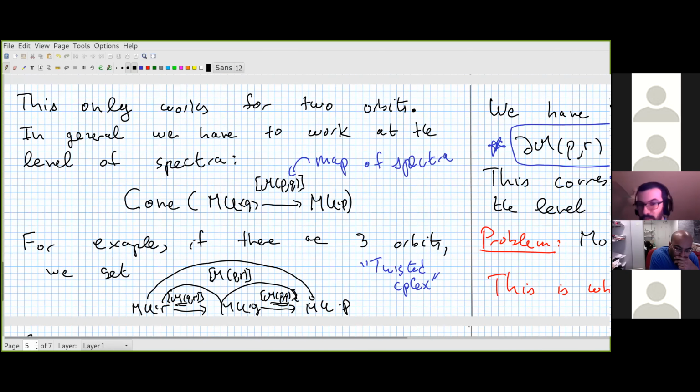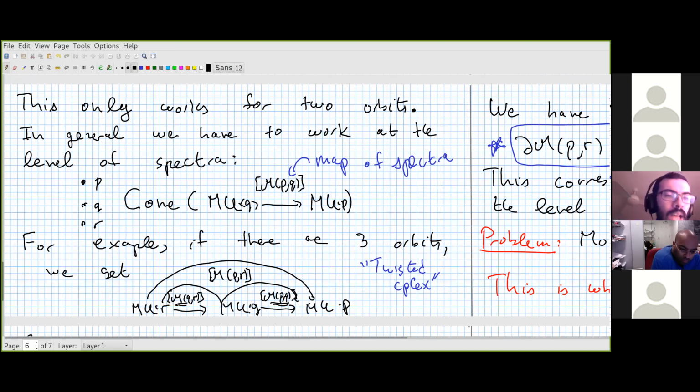Okay. So what we have to do in general is we have to work at the level of spectra. And I'm not going to say what spectra are, but really the right thing to do, and I think it's okay because I've been talking already for 45 minutes. What you should imagine is, just like when you do ordinary homological algebra, some constructions you cannot do at the level of homology. And instead, you have to work with chain complexes. This is exactly the same phenomenon. Okay, so let me give an example. The example is very simply that let's assume that we have 3 orbits, P, Q, and R.